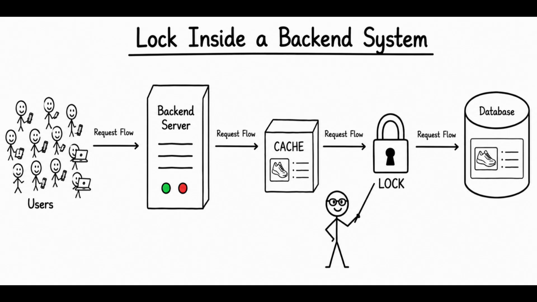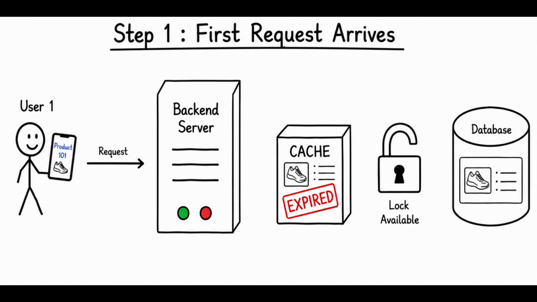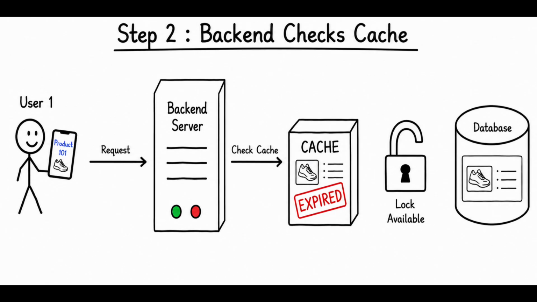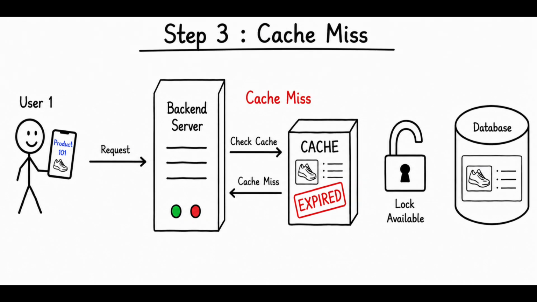How locking works. Let's understand this step by step. Imagine the cache has expired. The first user opens the product page. The request reaches the backend. The backend checks the cache. Nothing is found. It's a cache miss.